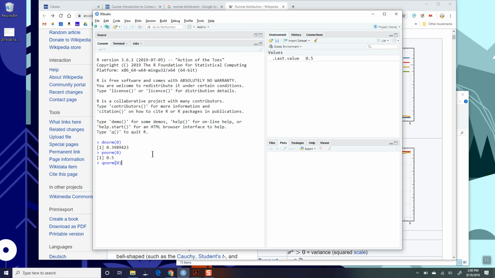You guys are breaking my heart. Don't just spit out numbers. Q norm of 0 is negative infinity, right? It is the value that you plug into x so that the cumulative probability is 0. Right? These are inverse functions.